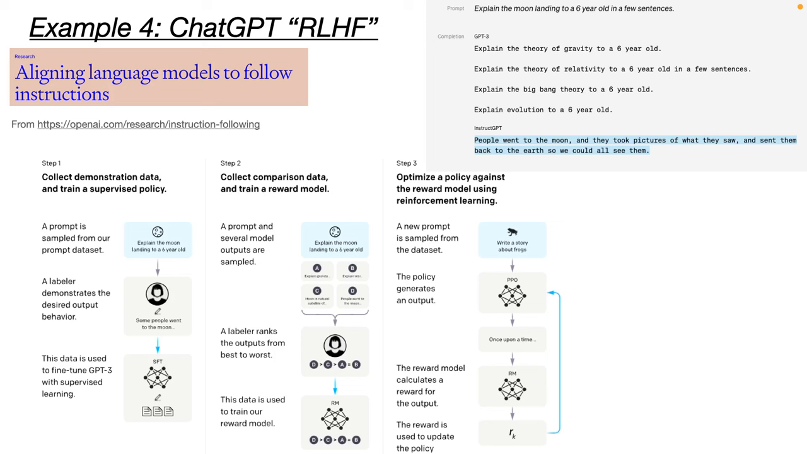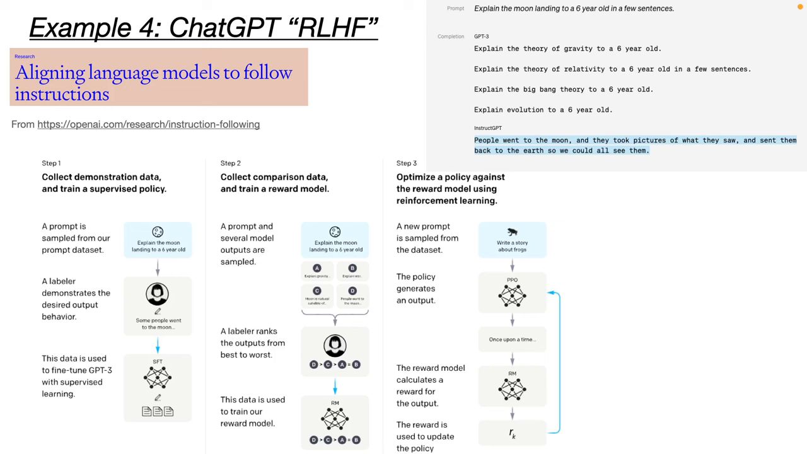It says, "Explain the theory of gravity to a six-year-old. Explain the theory of relativity to a six-year-old. Explain the Big Bang theory to a six-year-old." So it's filling in the blank as if it had seen a list of questions to give to six-year-olds, which is a very valid thing that you would see on the internet, but it's not at all what we want, right? So this is the question.